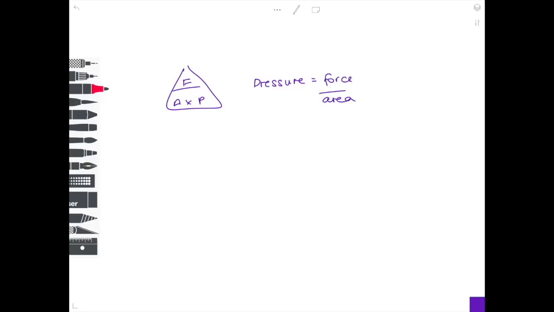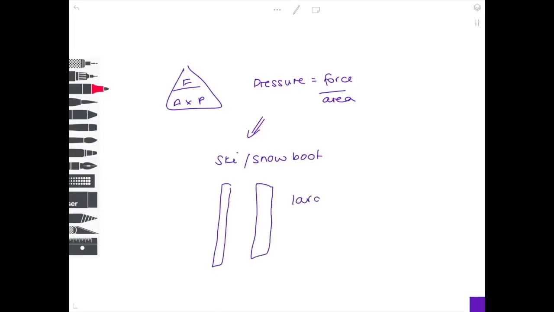So clearly, the larger the area, the smaller the pressure. And that's because force will be divided by a larger number. So where is this used in everyday life? Something like a ski or a snow boot. Due to their shape, you have a large area. The force, so the weight of the person, is spread over a larger area. And therefore the pressure exerted has decreased.